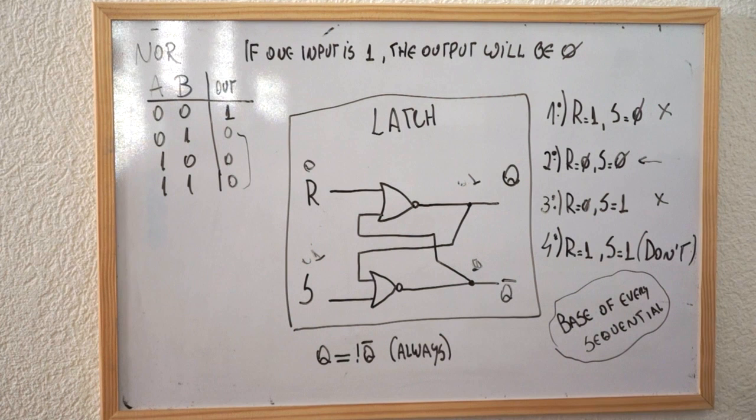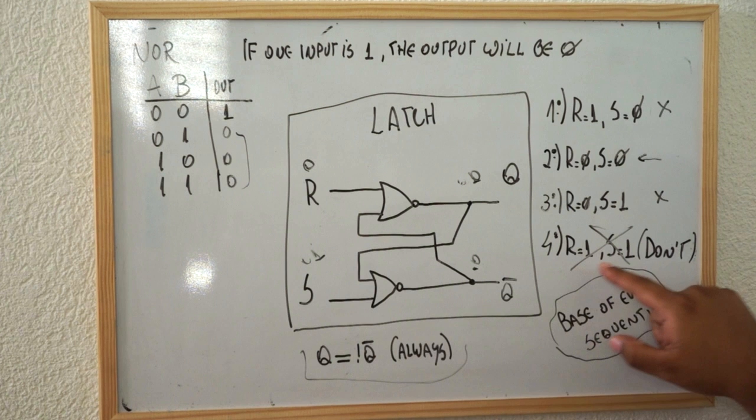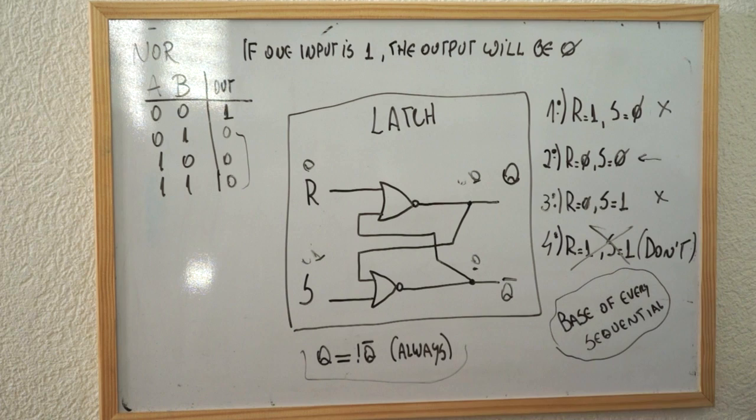Fourth case, what would happen if we put R equals 1 and S equals 1? As we've seen, if any of the inputs of the NOR gates is 1, the output will be forced to be zero. Okay? The problem is that this breaks our first condition, that Q and Q bar should be different, which in this case they are not. And the other point is, this can create a race condition, which can make our latch oscillate and lock into an unknown state. In the case of the latch, always avoid R and S both being 1. This is a forbidden condition, okay?